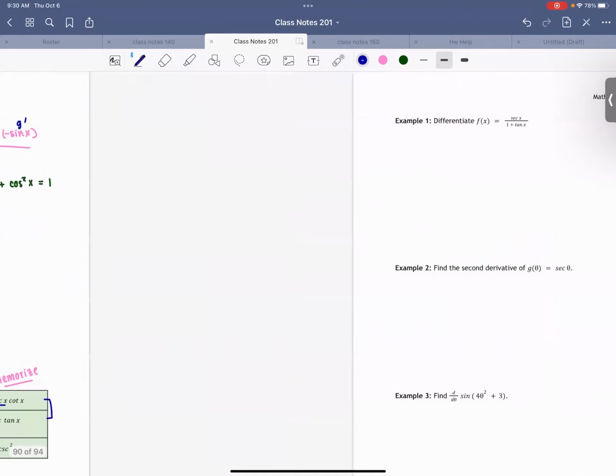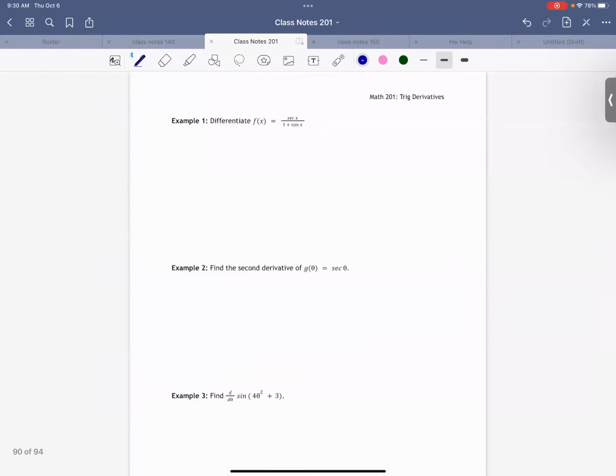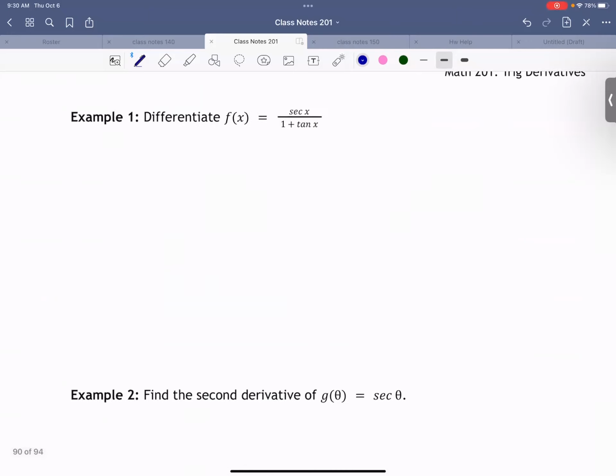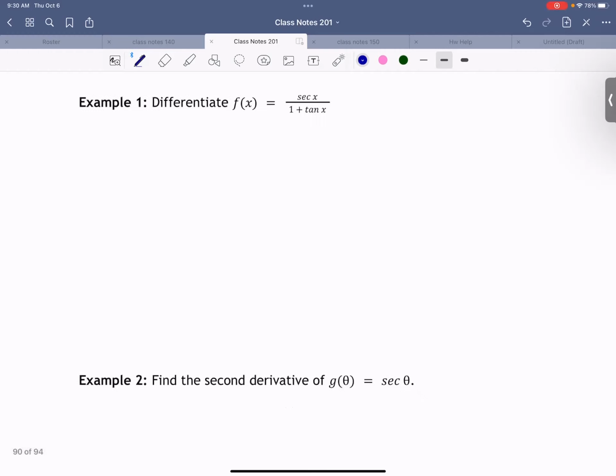Flipping over to the next page, let's see how we can use these derivatives to solve some problems. We'll piece everything together later, and then we'll piece even more rules together at the end. For example, let's say I want to take the derivative of secant x over 1 plus tangent x. What rule are we going to use here? Quotient rule, right? We have a quotient, so we should use the quotient rule.